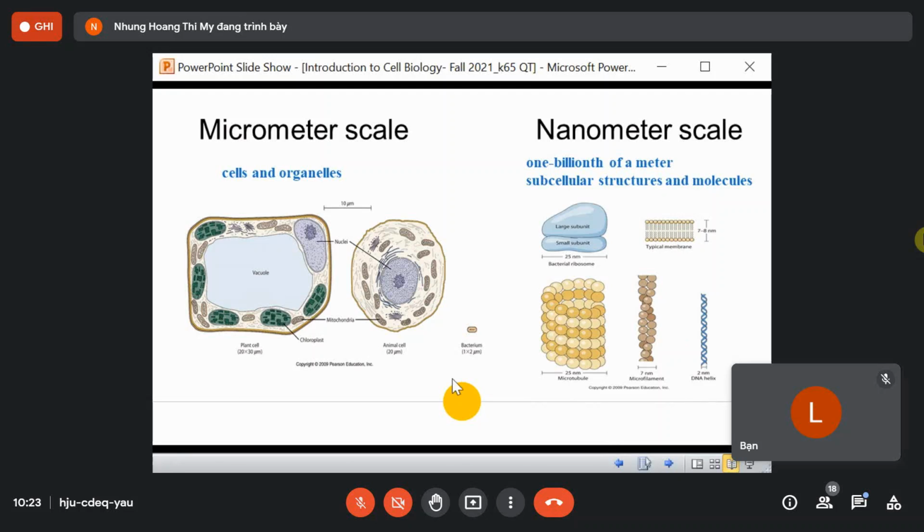So microscope technique is very important for cell research. And whenever you want to do research on cells, you have to know about microscope techniques.